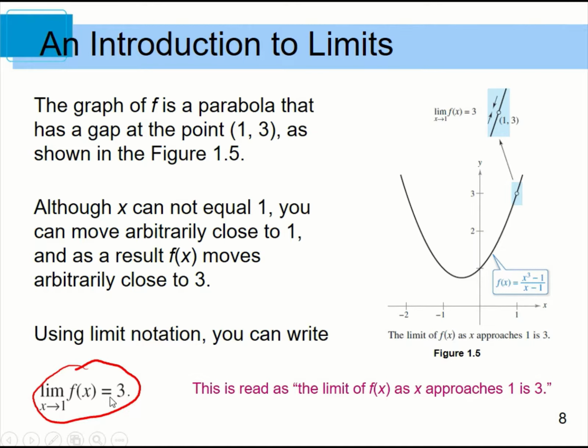So it means that when x approaches 1, the behavior of y approaches 3. When x is getting closer to 1, what is the behavior of y? The y is getting closer to 3. Now, from the graph, we can actually see something like this.